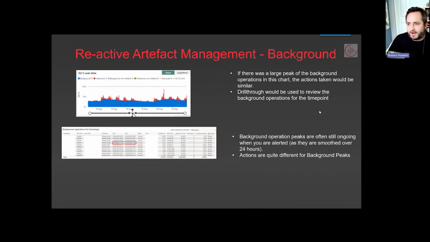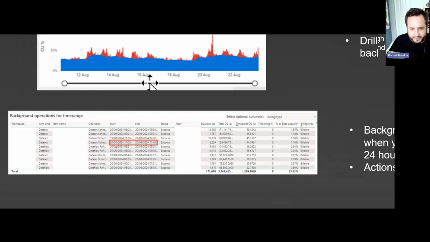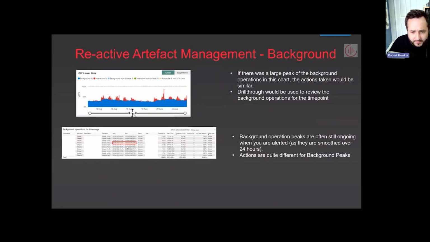Okay, so then going on to background operations. This is exactly the same page that we were on before, and we now have the background operations to look at. And in this case, what I wanted you to observe is that the background operations are smoothed over 24 hours. So you can see this one here. It says scheduled dataset refresh. No, sorry, that's not the example I thought it was. We move on.